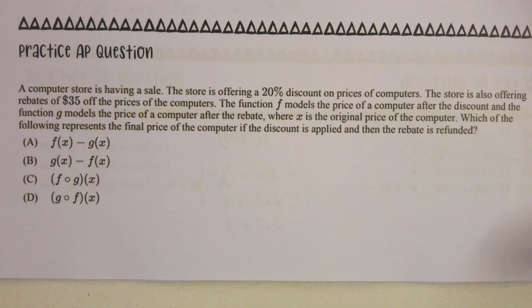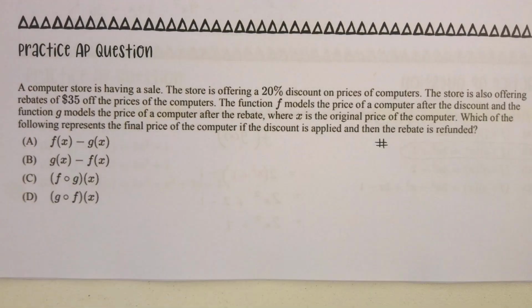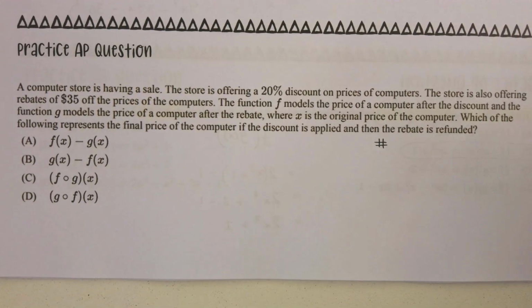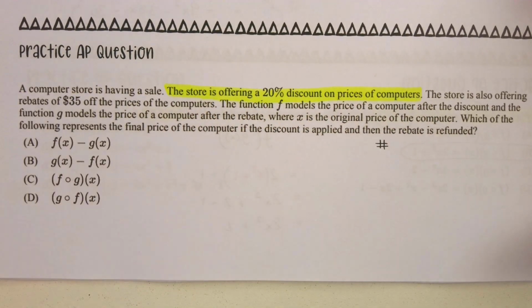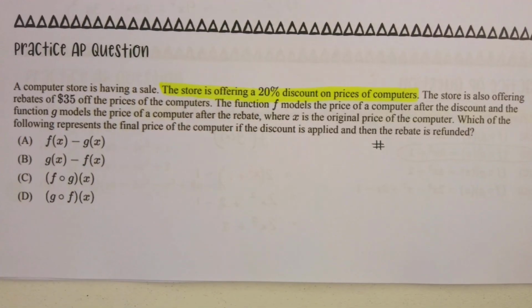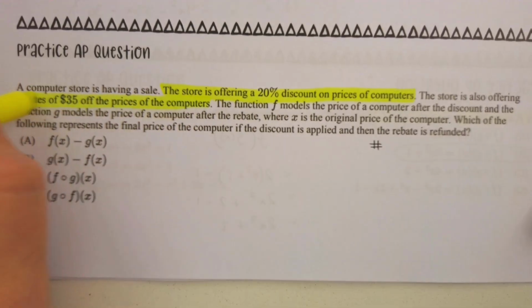A word problem. Yay, what should we do? Annotate. Annotate. And put a little hashtag. What are we trying to find? Hashtag. What? A computer store is having a sale. The sale is offering a 20% discount on prices of computers. Okay, decent discount. The store is also offering rebates of $35 off the prices of the computers.